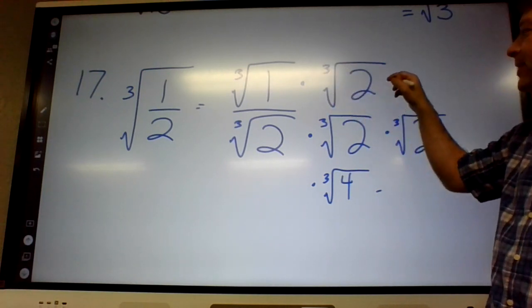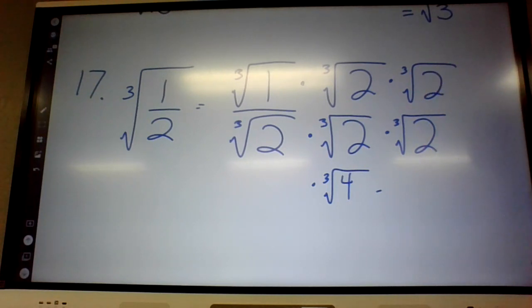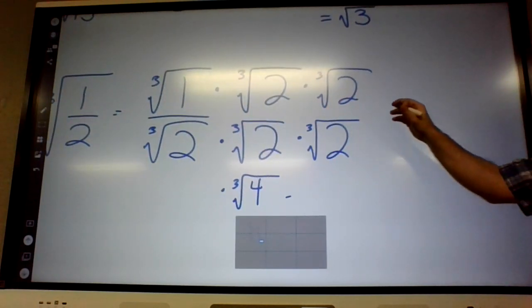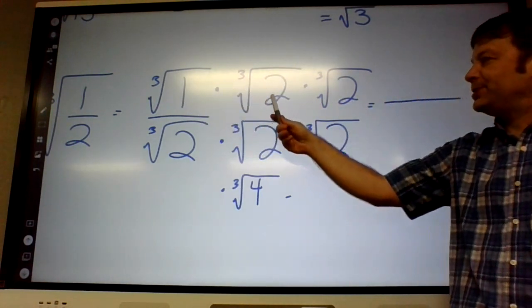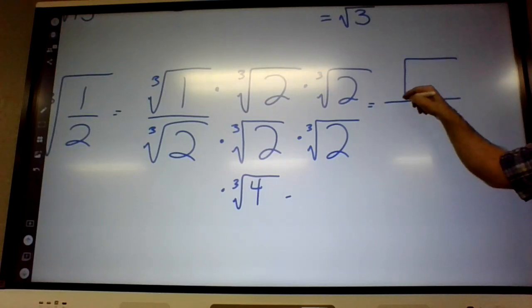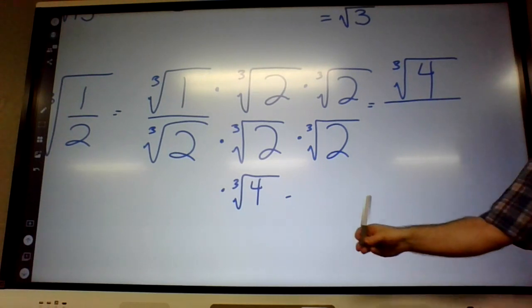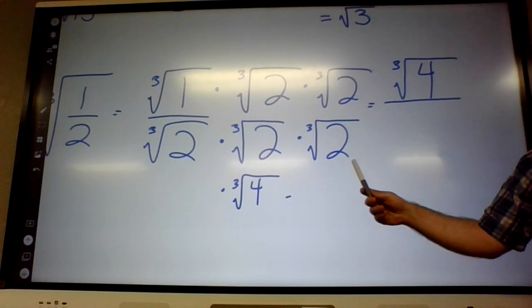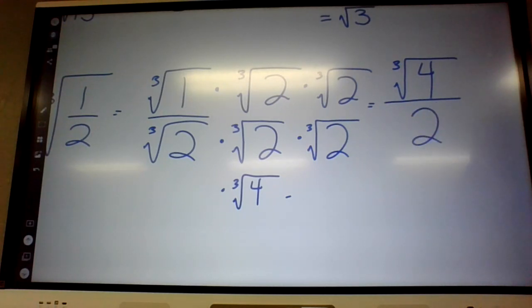So the top, you actually don't have to write it like this. You could just say times cubed root of 4 instead of like that, but that'll give you a little bit of a visual. So the top is 1 times 2 times 2, so it's the cubed root of 4, which does not simplify. And the bottom is 2 times 2 times 2, cubed root of 8, which is normal 2.